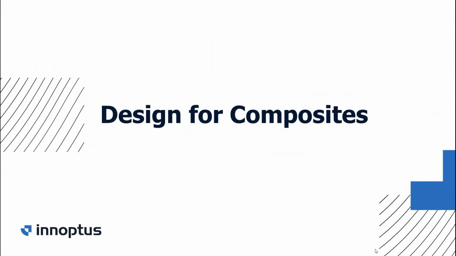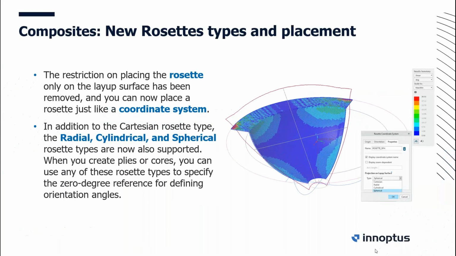Have a little look at design for composites. A new way of creating my rosettes. For people that never worked with composites, it's a way of building layer by layer onto a part to create your composites. So if you have cylindrical parts, it's interesting to change your rosette to that type, because then it unfolds or works better.